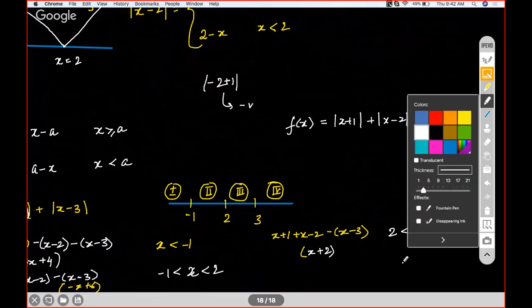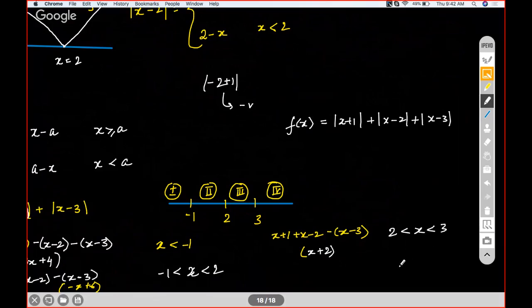What about the interval 3 to infinity, or greater than 3? You can take any number like 4. All of them will be positive: x plus 1, x minus 2, x minus 3. So that will become 3x minus 4. So this is the redefinition of the function.